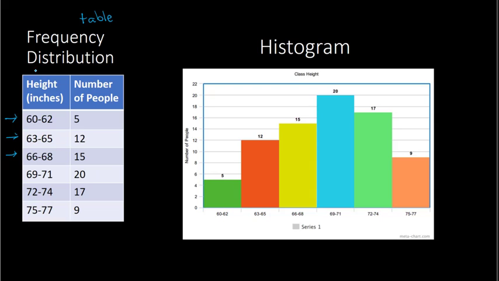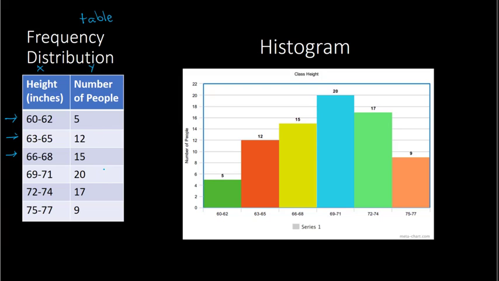The first column is kind of like our x values, and then the number of people is kind of like y. So x would be going from left to right. That's why we put it down here. And then y, the number of people, is going to be up here on this y-axis. So we see the number of people.